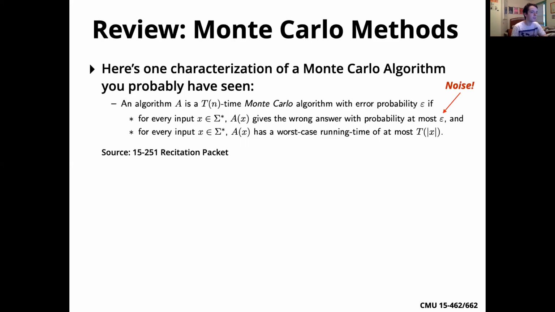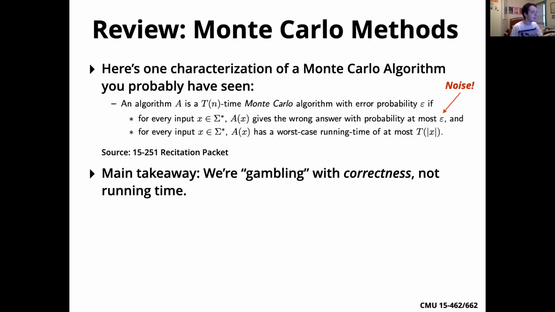In particular, this epsilon here, the larger the epsilon, the more noise we have. So we'll see this. Even though we don't really think about Monte Carlo algorithms in the sense that you would find in, for example, 15-251, it's still the same thing. You can keep that in mind in the back of your head, especially if you have lots of experience thinking about Monte Carlo algorithms in this way. The main takeaway is that what we're gambling with is correctness and not running time.